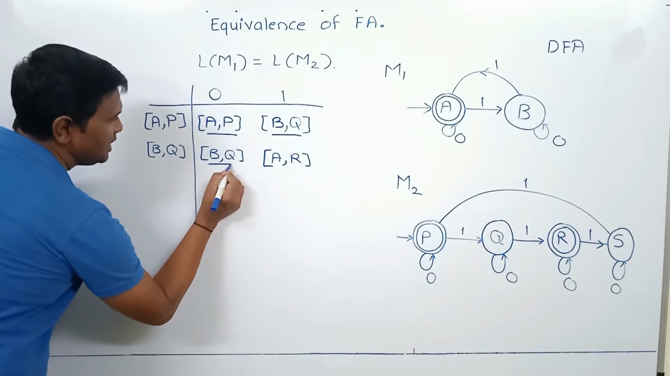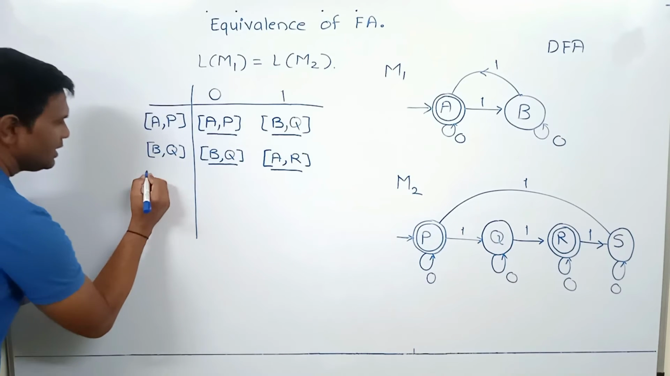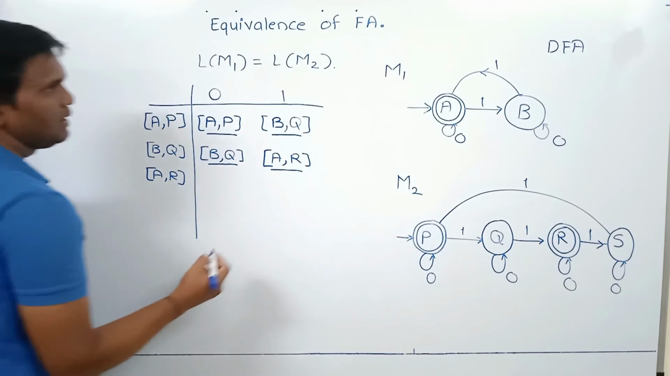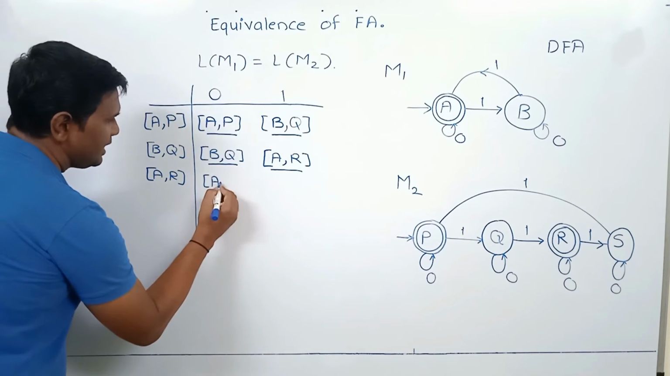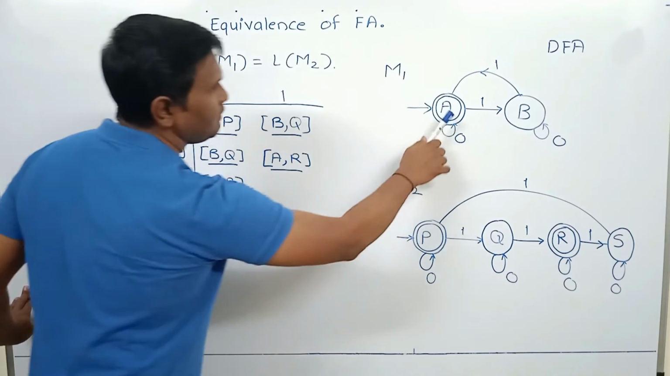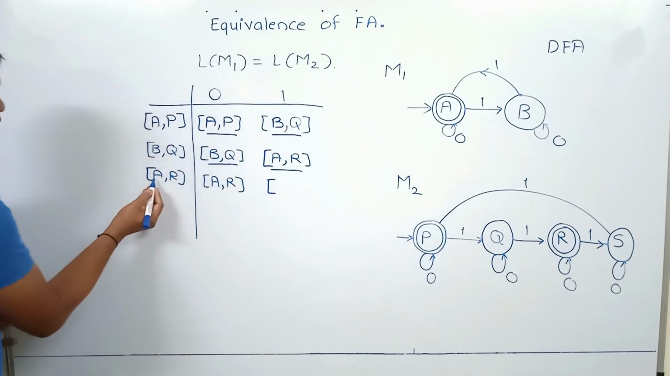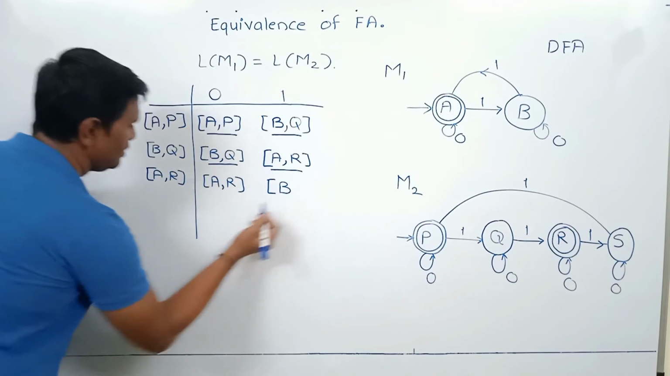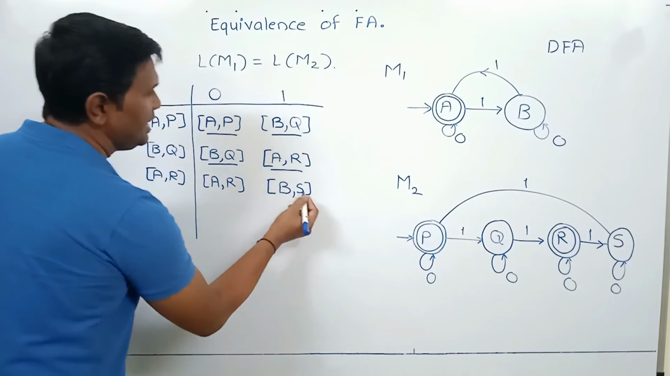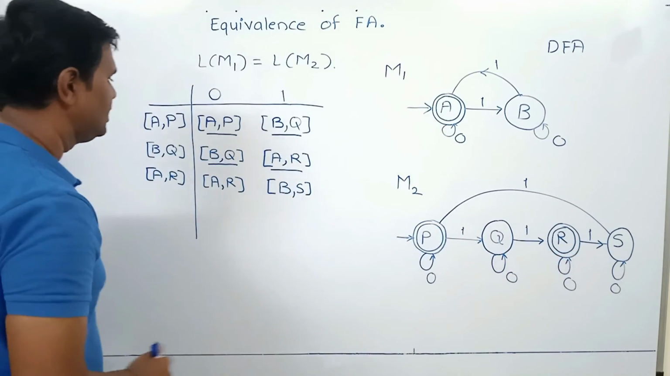Now the new state to consider is BQ. It is already over here. AR, this is a new entry. So A comma R. A on 0 remains in A. R on 0 remains in R. AR, final, final. Now consider transitions on 1. A on 1 goes to B. R on 1 goes to S. This is the new pair BS. Non-final, non-final. Both B and S are non-final.